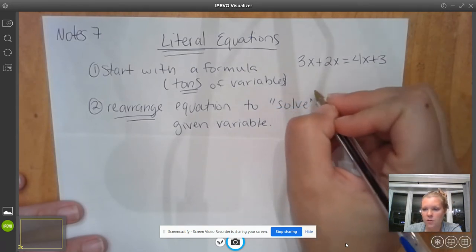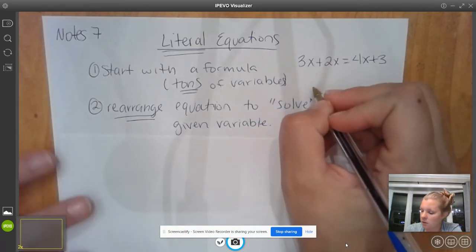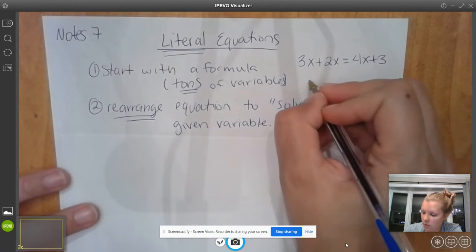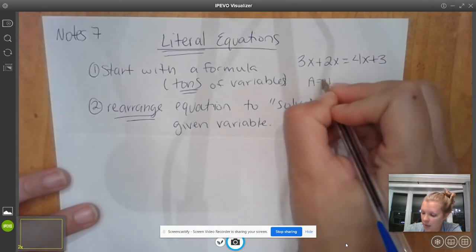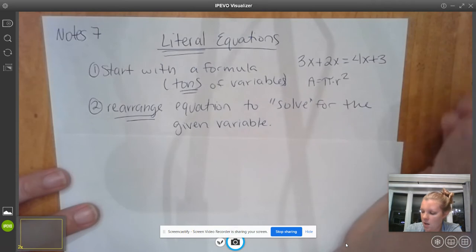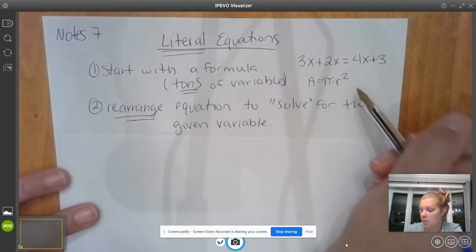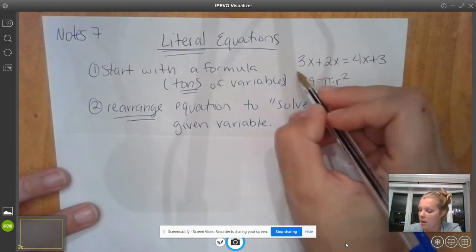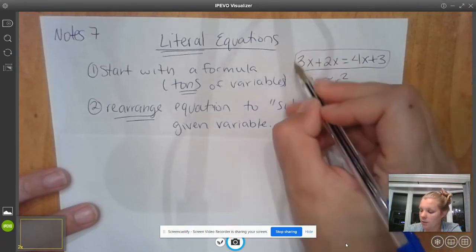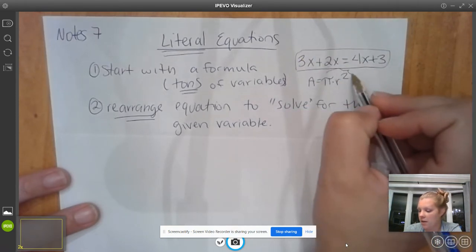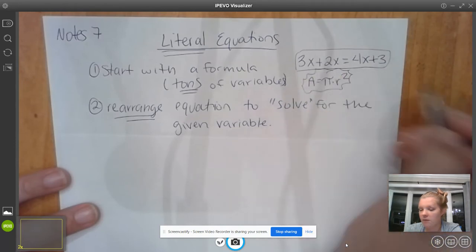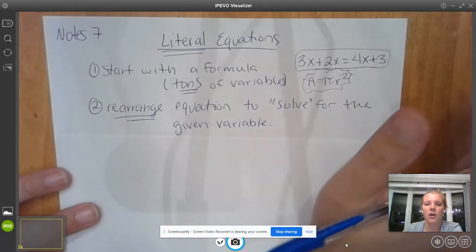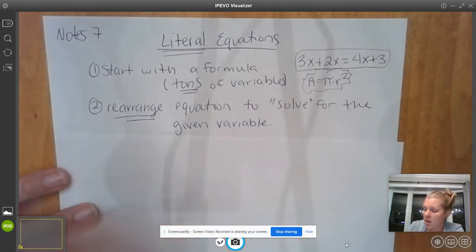Like we could solve a literal equation for the area of a circle, where the area of a circle is equal to pi times the radius squared. Notice they're just symbols and letters here, with only the exponent too. And so these are the type of equations we've been working on. This is a literal equation. It's a formula that we start with, and we're going to change it around.